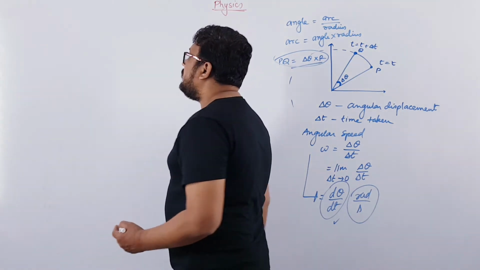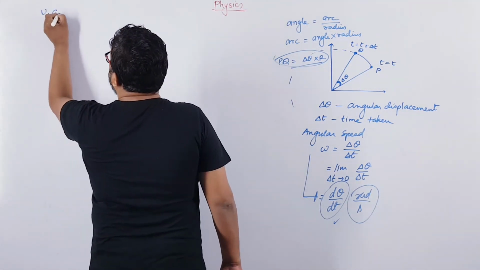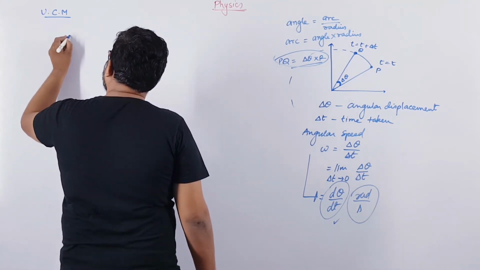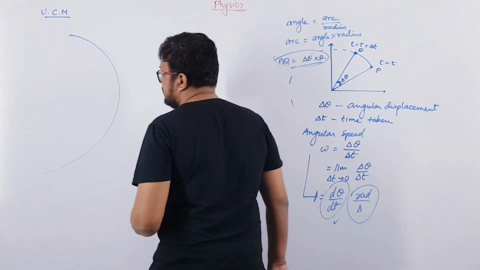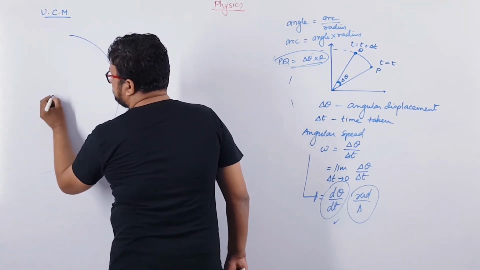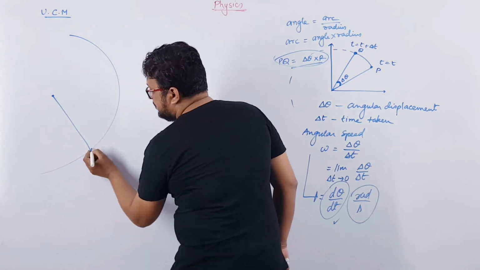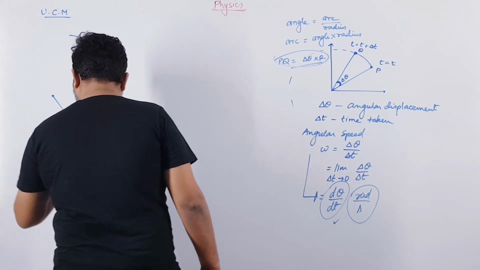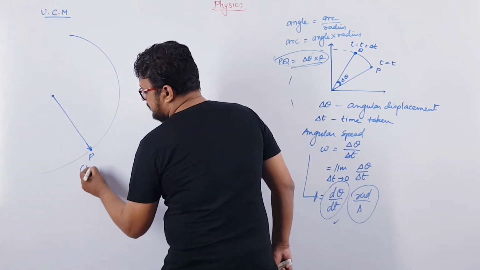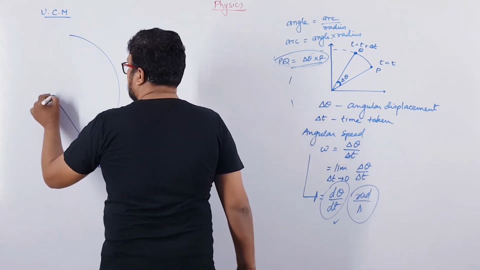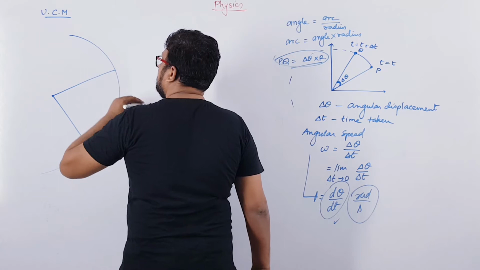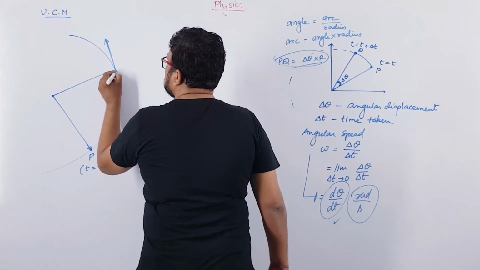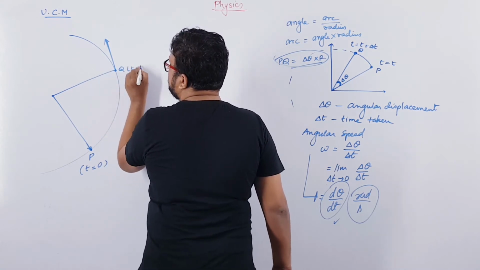Now for that, again we will draw the same figure for UCM. UCM means uniform circular motion. Again we are going to draw the same figure, but this time I will change the position for P and P dash. Let us say this is center O, particle is at point P at time t is equal to 0. It has moved to point Q at time t is equal to t.